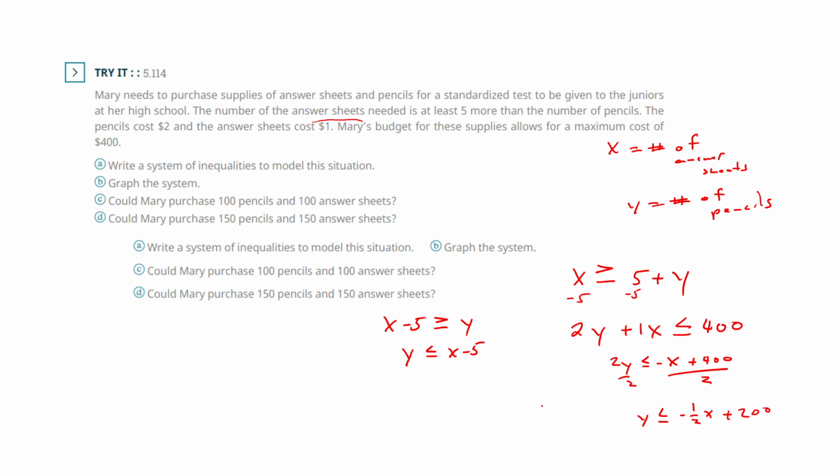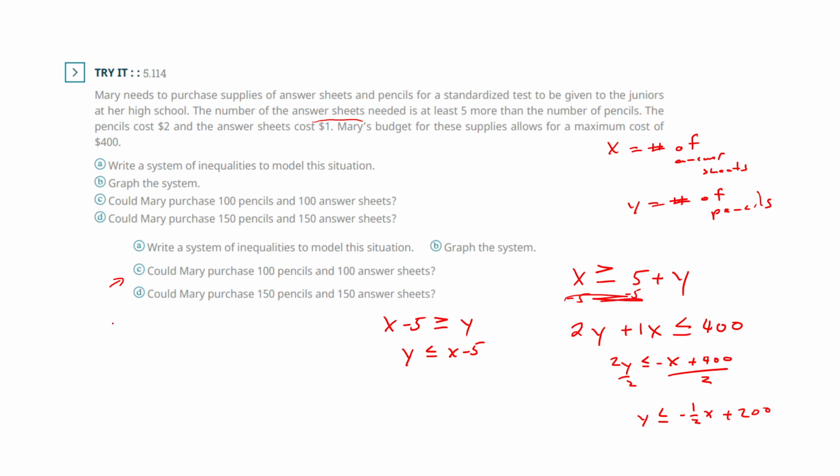Now let's just try one of these here. So she wants 100 pencils and 100 answer sheets in the region. If you had a great graph and it was done to scale, you could just see if you were in the overlap region. But we're not in that position, so we're going to put them in and see if it makes this true. So I'm putting them into these original 2 equations.